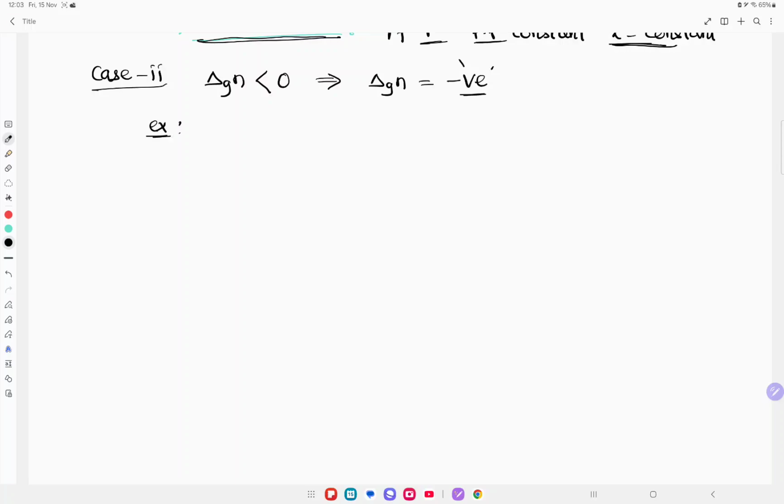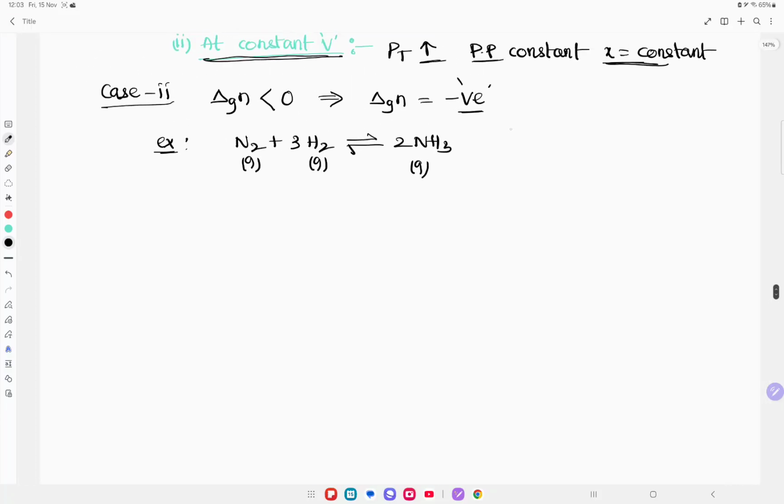For this case, the example is N2 gas plus 3H2 gas gives rise to 2NH3 gas. For this reaction, delta n is equal to the number of moles of gaseous product, 2, minus the number of moles of gaseous reactant, 1 plus 3, that is 4. 2 minus 4 is equal to what? Delta n is equal to minus 2. And np is equal to 2.